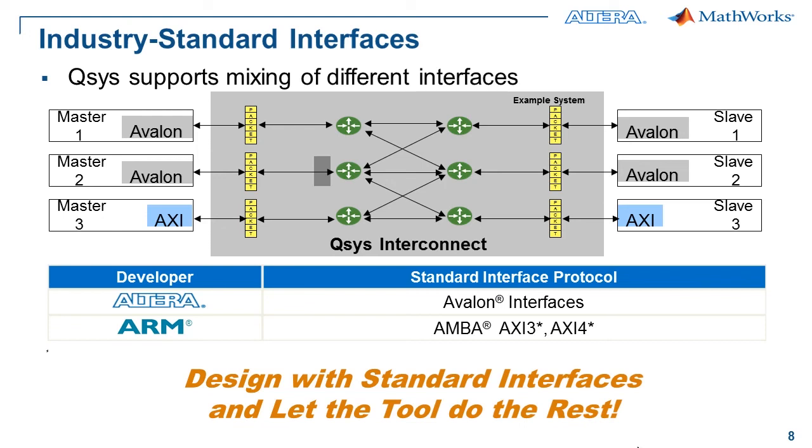For example, here you have 3 masters and 3 slaves. There's a mix of standard interfaces, some using Avalon interfaces and some using AXI. The Qsys interconnect, based on a network-on-chip architecture, is able to create and transport wide packets between the masters and slaves. These wide packets are used to encapsulate the AXI or Avalon-based transactions.